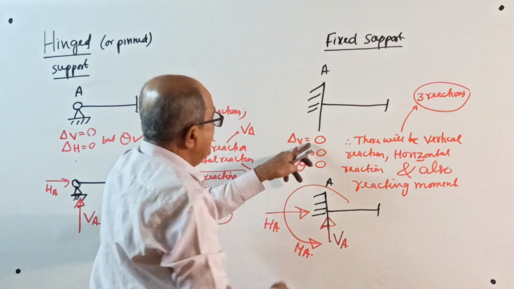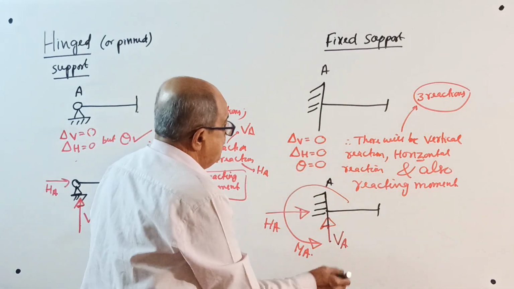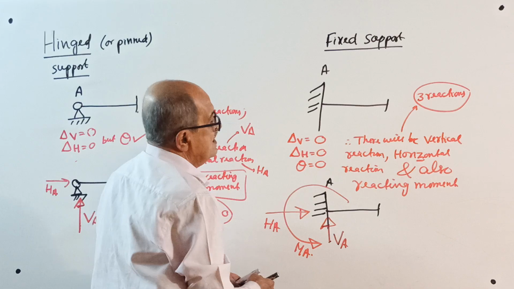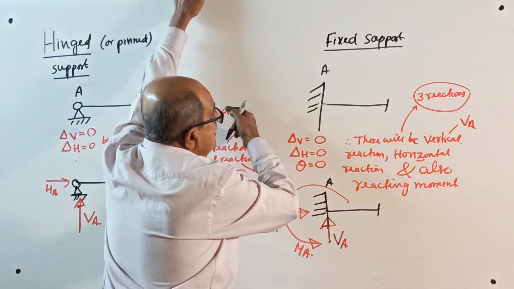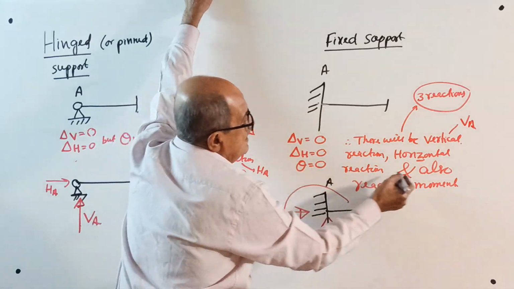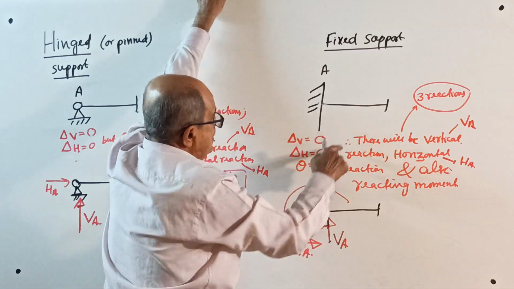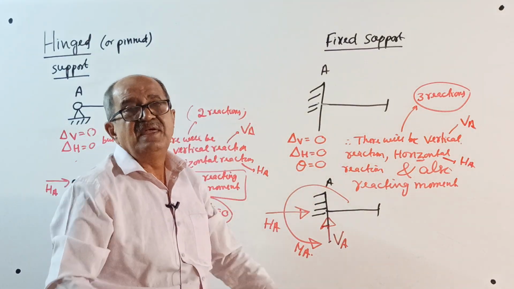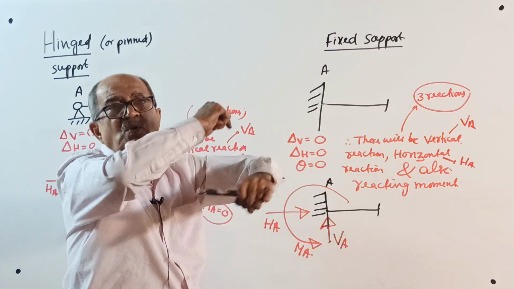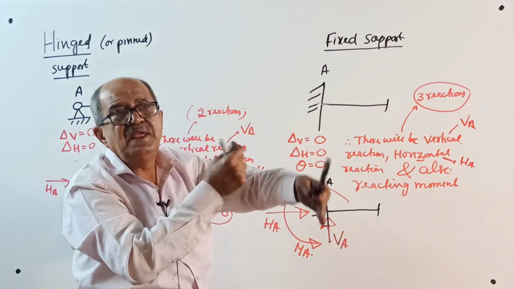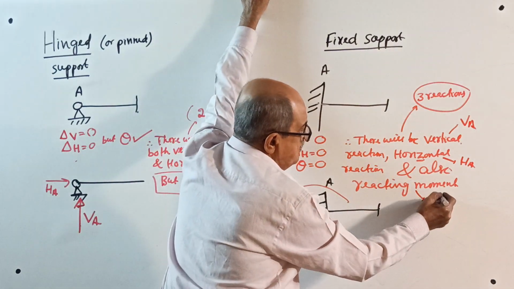Here, vertical displacement is prevented, therefore there will be a vertical reaction, VA. Horizontal displacement is prevented, therefore a horizontal reaction, HA. And rotation is also prevented. When you try to rotate, you can prevent it by applying a couple only. So, a reacting moment, say MA.